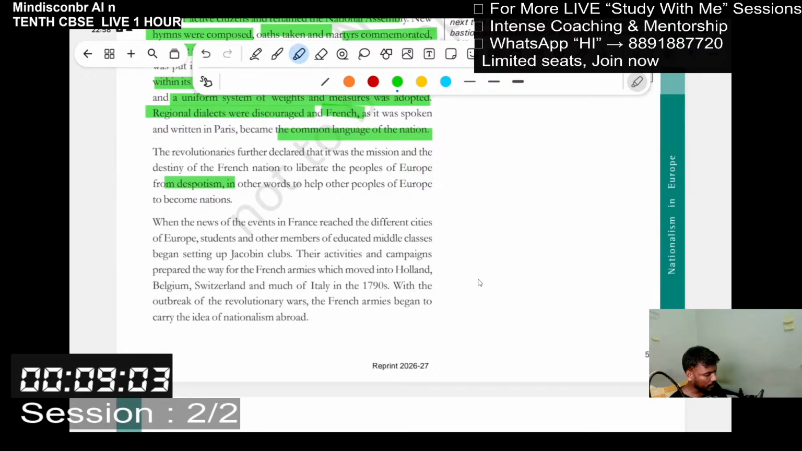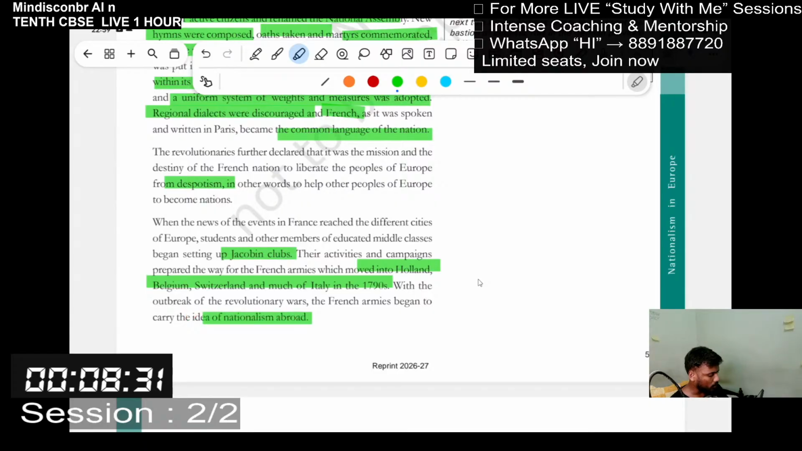When the news of the events in France reached the different cities of Europe, students and other members of the educated middle class began setting up Jacobin clubs. Their activities and campaigns prepared the way for the French armies which moved into Holland, Belgium, Switzerland, and much of Italy in the 1790s. With the outbreak of revolutionary wars, the French armies began to carry the idea of nationalism abroad.